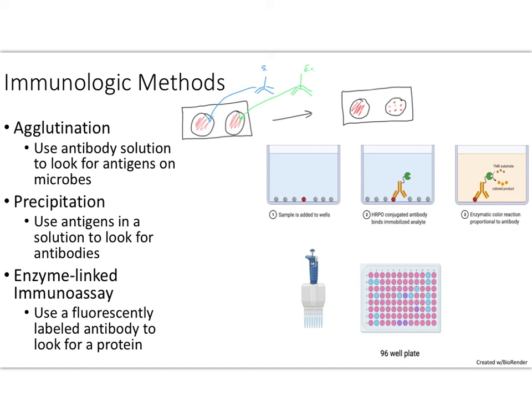Now our next one is precipitation. With precipitation, what we do is use antigens to a certain microbe and look for antibodies that a patient might have. Most of the time, this is done in a small agar plate. Usually it's round with 3 or 4 different holes poked in it, and then one in the center.